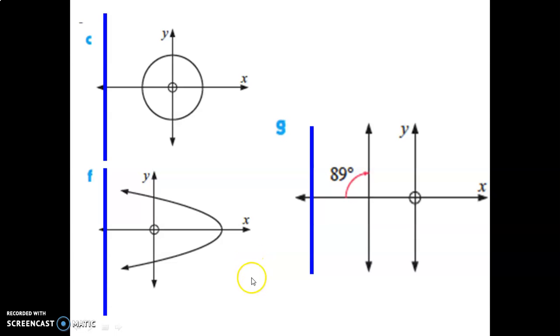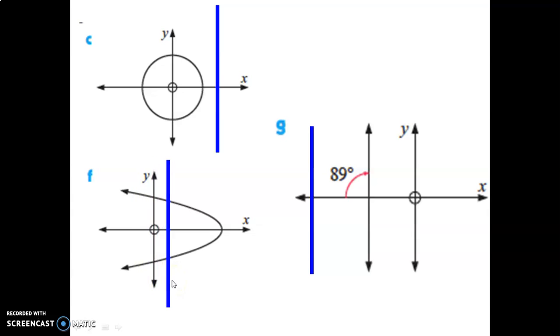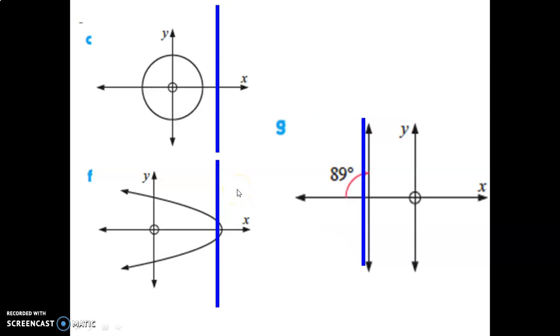How about these three? C, F, and G, which are functions? C, beep, beep, beep, beep, beep. Oh, wow, it's hitting twice all the way along. How about this one here? Beep, beep, beep, beep, beep. Also hitting twice all the time. Not a function, not a function. This one, how about this one? There, it's hitting the function there. Okay, so here's the function.